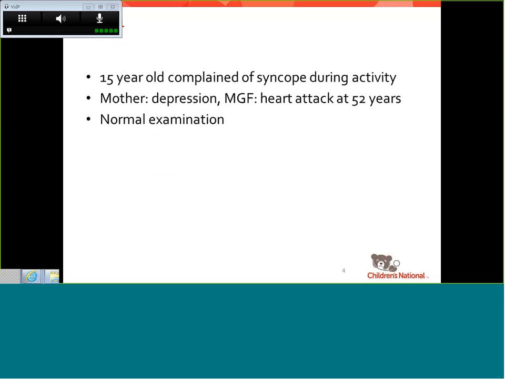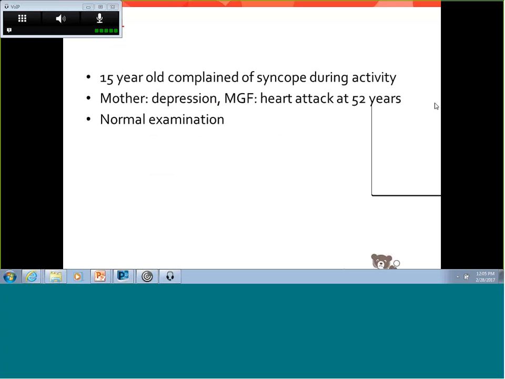Let's start with a case. A 15-year-old boy complained of syncope during activity. The family history revealed depression and a heart attack at 52 years of age in the maternal grandfather. The examination was normal. Let me open it up, and feel free to put in the chat box what questions you want to know about this patient before you make your decision to refer or not to refer. Feel free to unmute your phone and tell me what things should make you scared or should make you want to send this patient to cardiology.